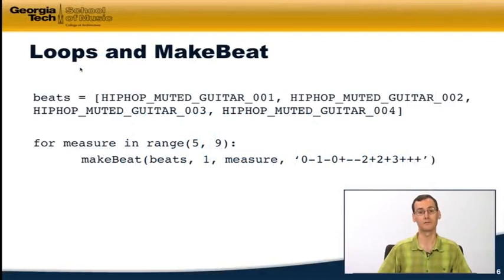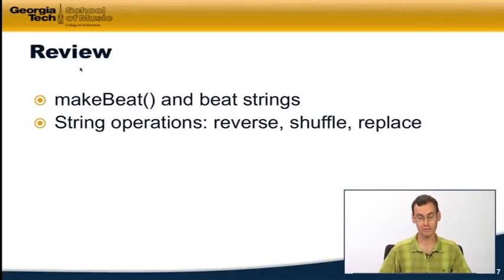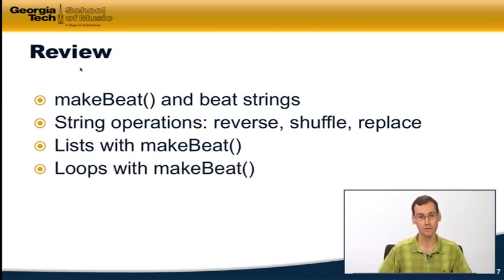So to review what we've covered in this video, we've looked at using makebeat and beat strings in the context of string operations, ways to do things to transform our strings by reversing and shuffling or replacing characters in them, so that we're in turn transforming the rhythms that we've created. We've looked at using lists with makebeat, where we can actually create a single beat string that references a lot of different sound files. And we've also looked at using loops with makebeat so that we can take a single makebeat function call and repeat it a bunch of times to make our rhythm repeat over and over again in a song.